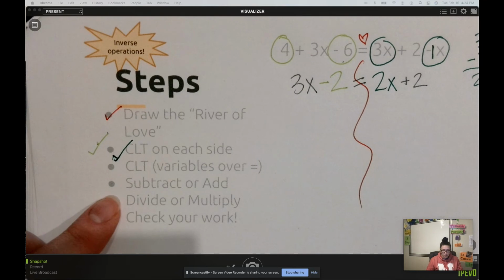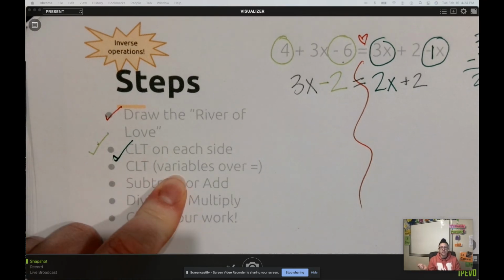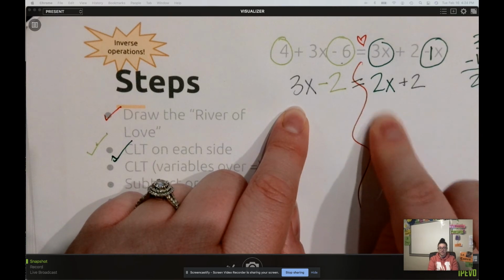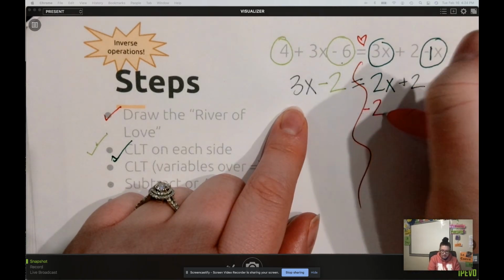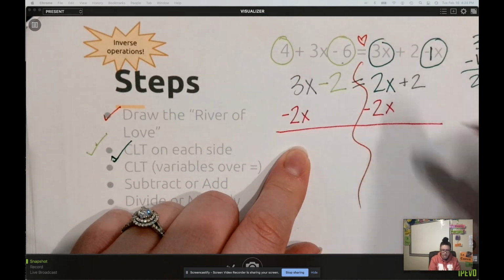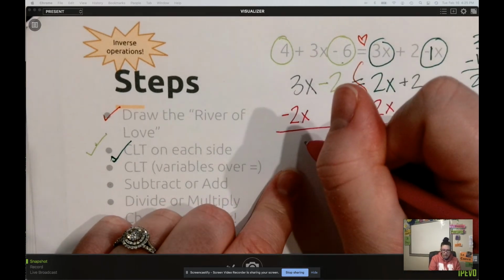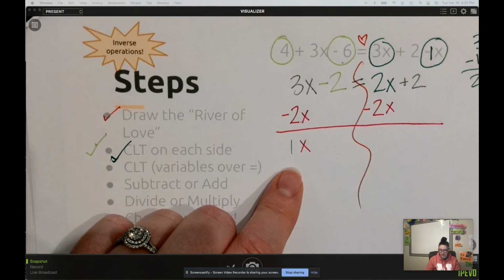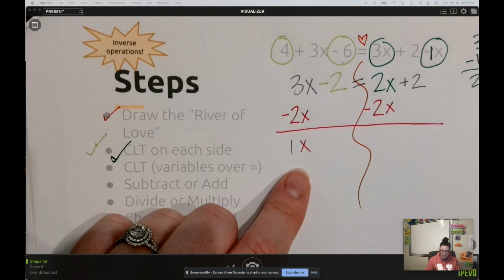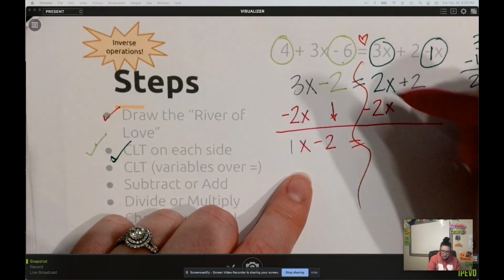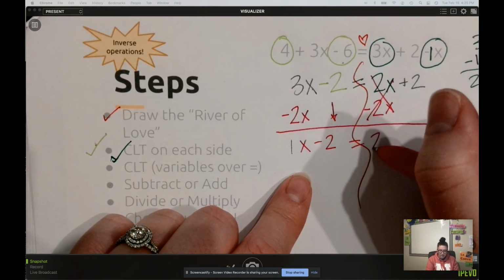Now I can combine my like terms over the variable. I need to get my variables together, over the equal sign. Which one should I start with? I'm gonna start with that 2x. I like to start with the smaller one so I don't have negatives with my variables to work with, hopefully. 3x minus 2x is 1x. Remember, there's that invisible 1 that I'm not really going to write there because I'm a lazy math person. I bring down that minus 2. Those 2x's cancel, and I've got the positive 2.